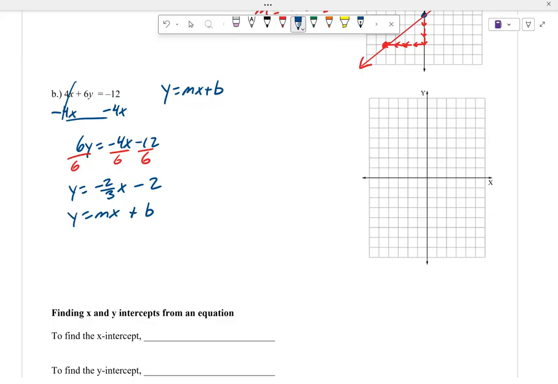So first thing we're going to do is put our point on there. So number one, what's our y-intercept? What's our b value? Hopefully you recognize it's negative 2. So that's the point 0, negative 2.